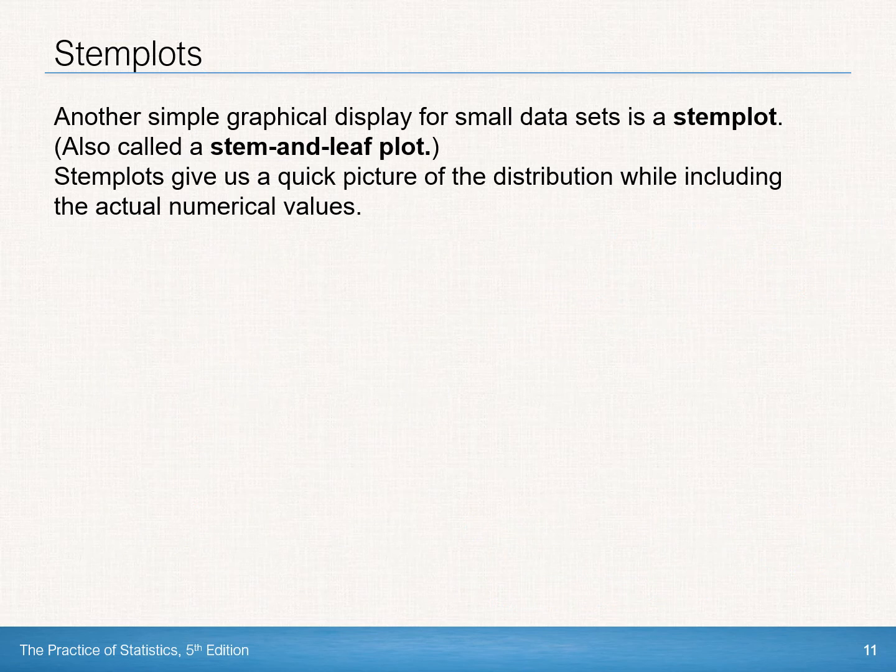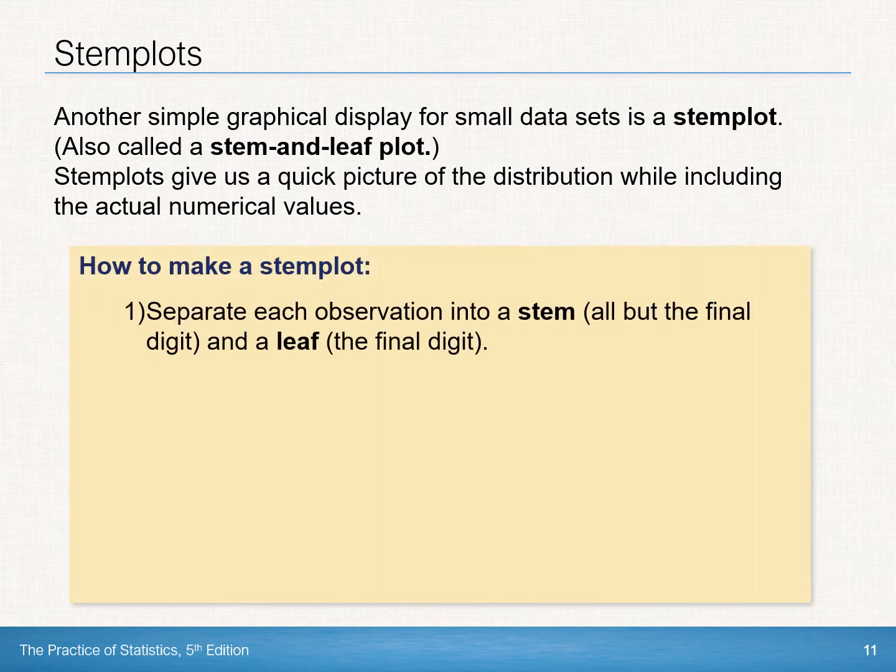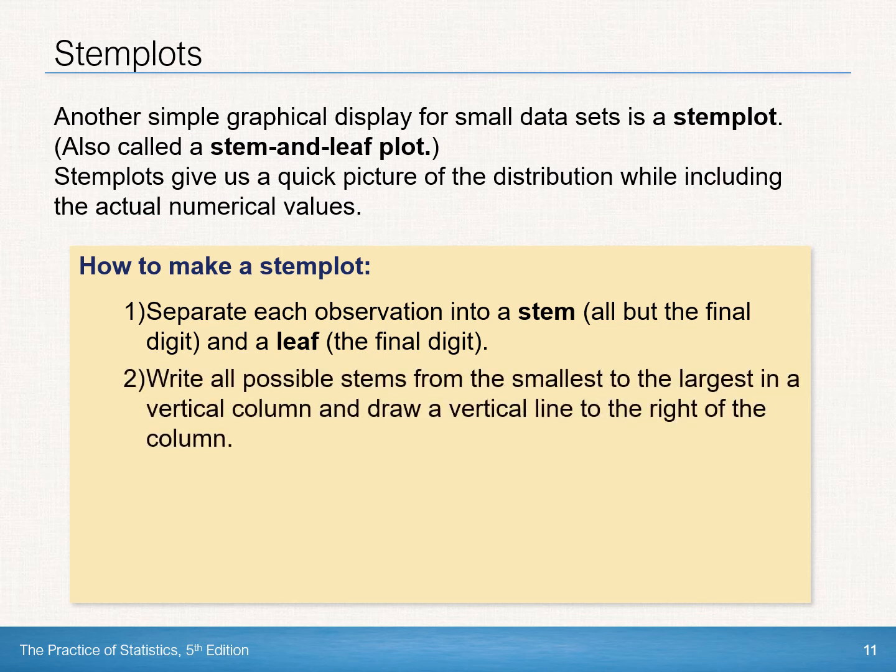Another simple way to do a graph of quantitative data is a stem and leaf plot. This is similar to a dot plot, but it also shows the values, so you're not trying to guess if you have a scale that isn't super clear. You just see the data itself rather than a dot.